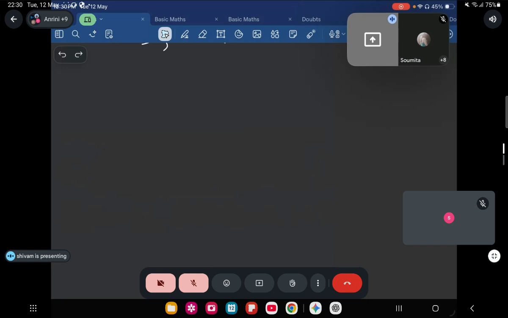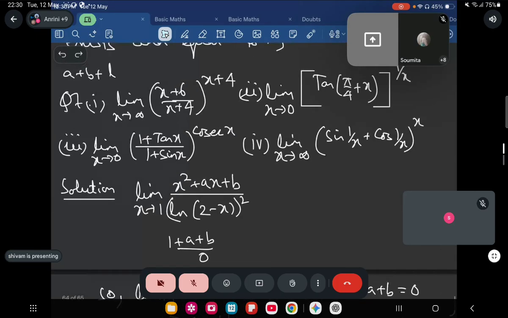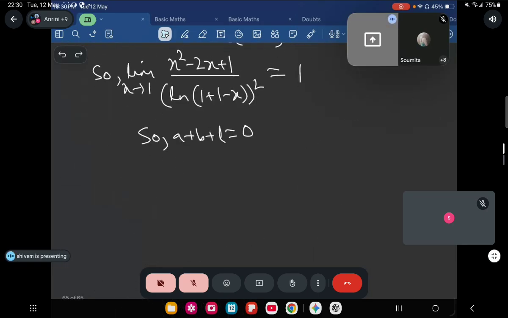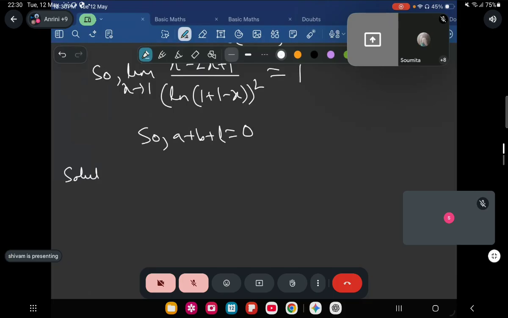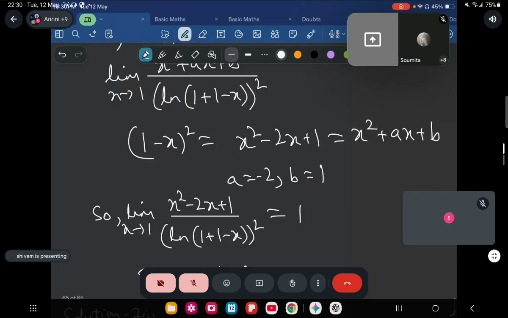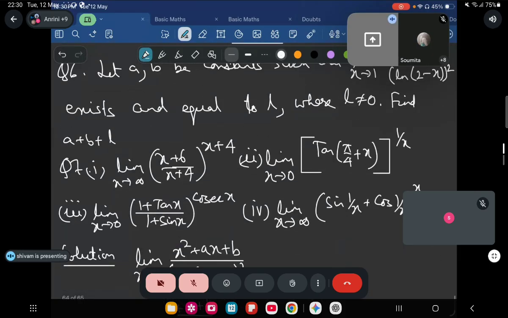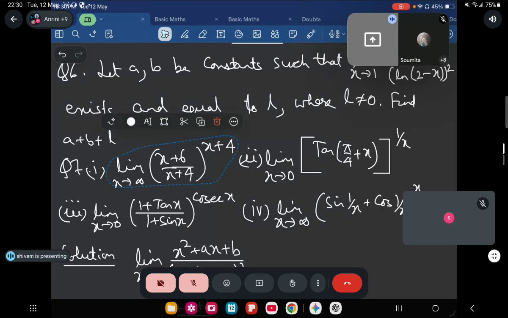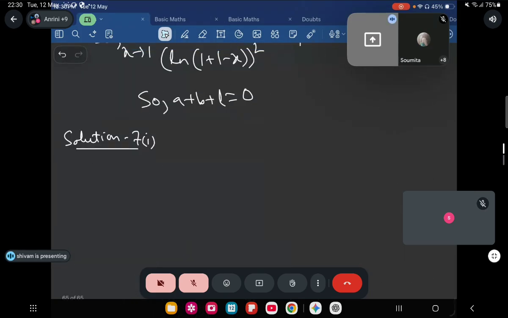Yes, Oipsha, your answer is correct. Wait a minute. Shomita, also your answer is correct. Okay, pay attention. Part 1. For part 1, the limit tends to infinity. I think this is the answer of part 1 or part 2. So one? No, check it again. You are making some mistake.